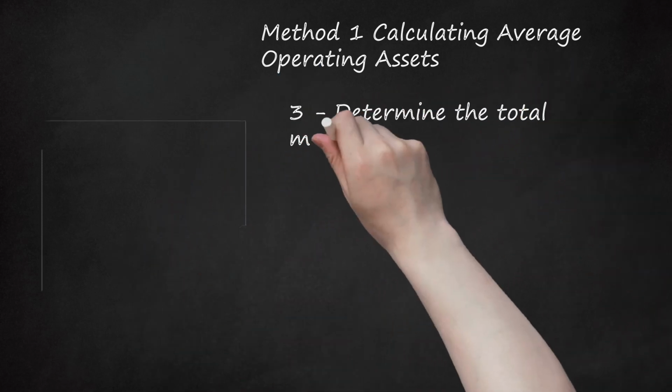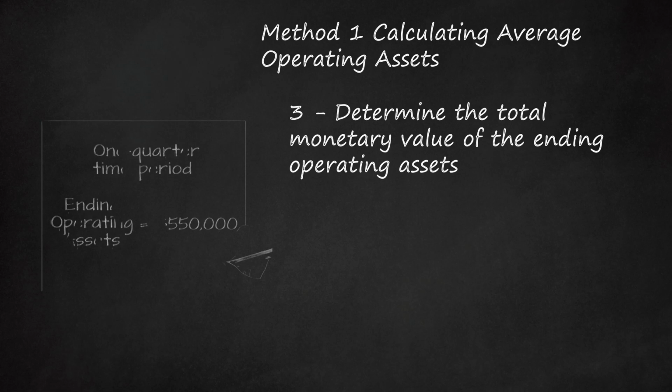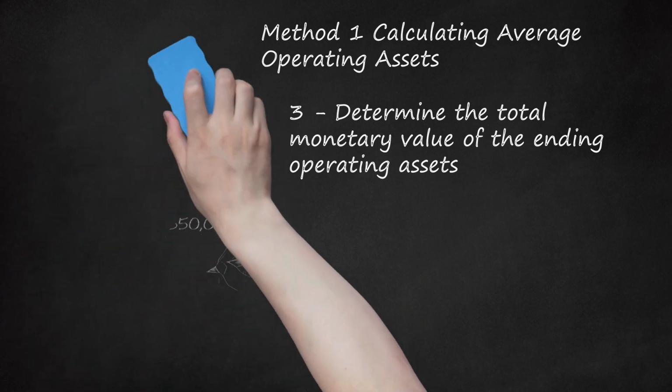3. Determine the total monetary value of the ending operating assets. These are the assets on hand at the end of the period under consideration. This figure is usually referred to as the ending assets and will be different from the figure identified for the beginning of the period. This is because some of the assets will be consumed in the interim, while other assets are acquired during that same time frame. When calculating ending assets for a given quarter, use the total value of assets as of the last business day of that quarter. For this example, the value of the ending operating assets is $550,000 on June 30th, a one-quarter time period.